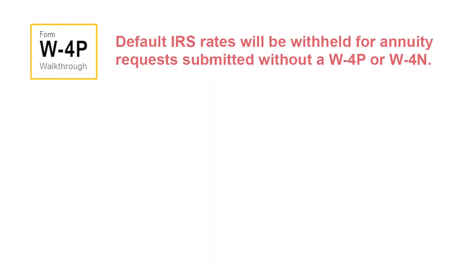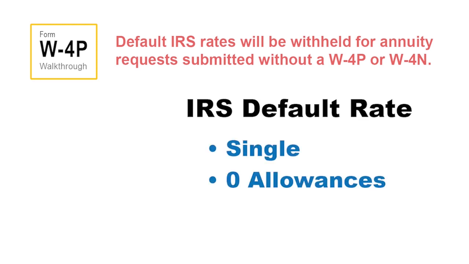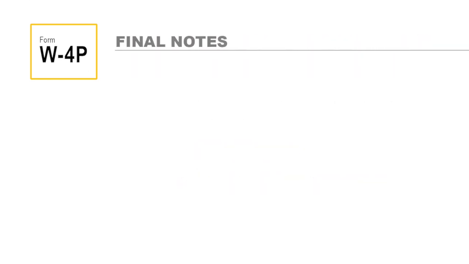Default IRS rates will be withheld for annuity requests submitted without a W-4P or W-4N. The IRS default rate is single with 0 allowances. Defaults will apply to any forms that are filled out incorrectly. Some final notes to keep in mind.